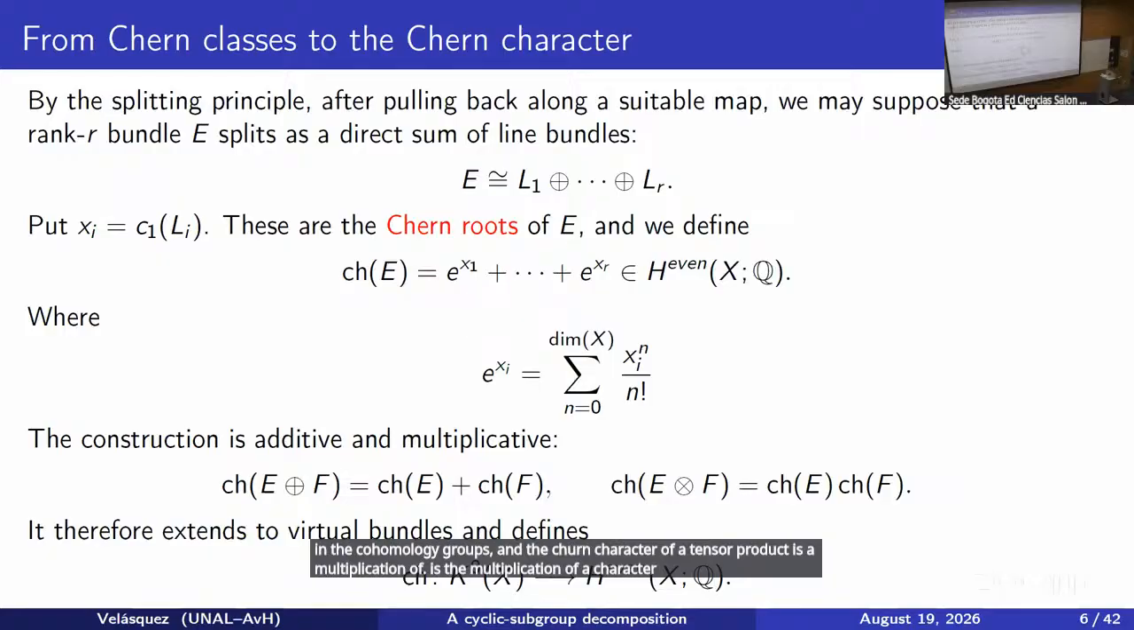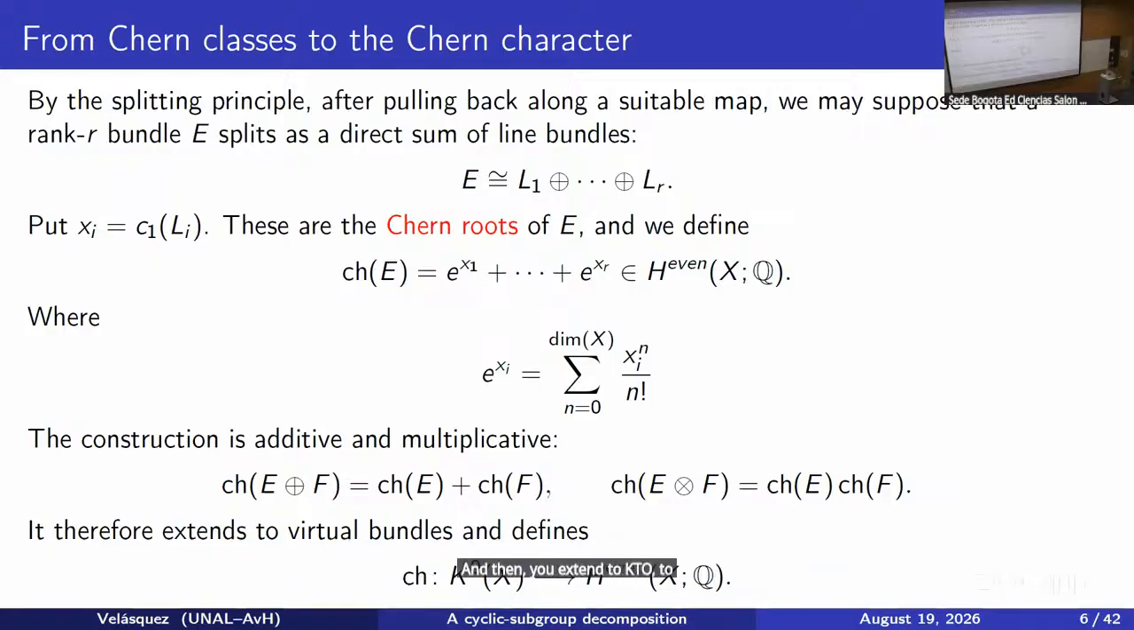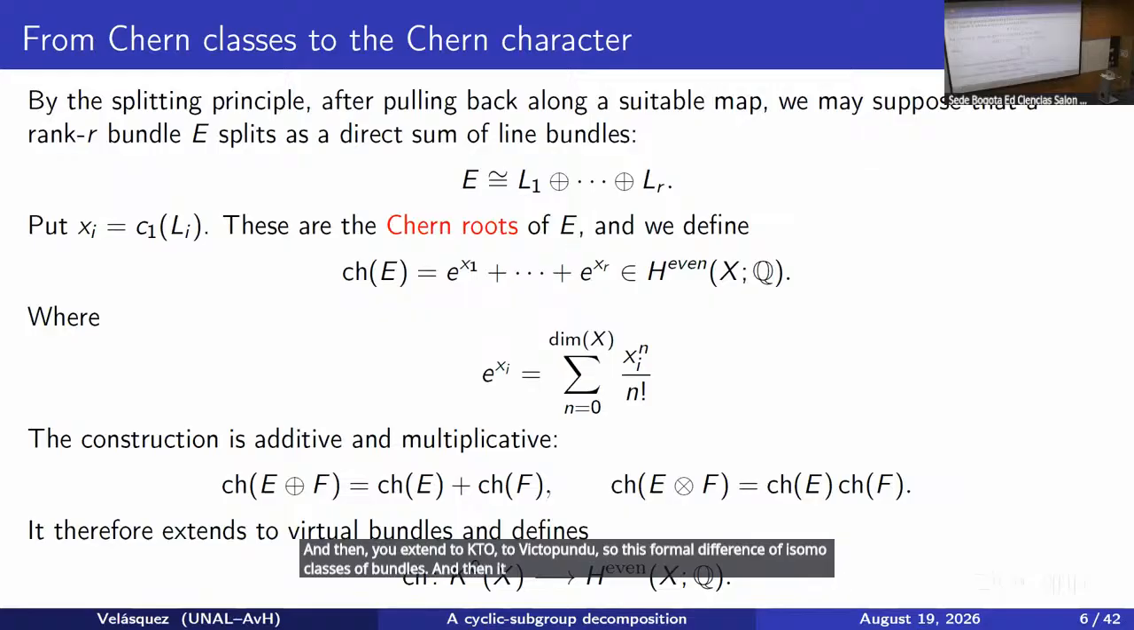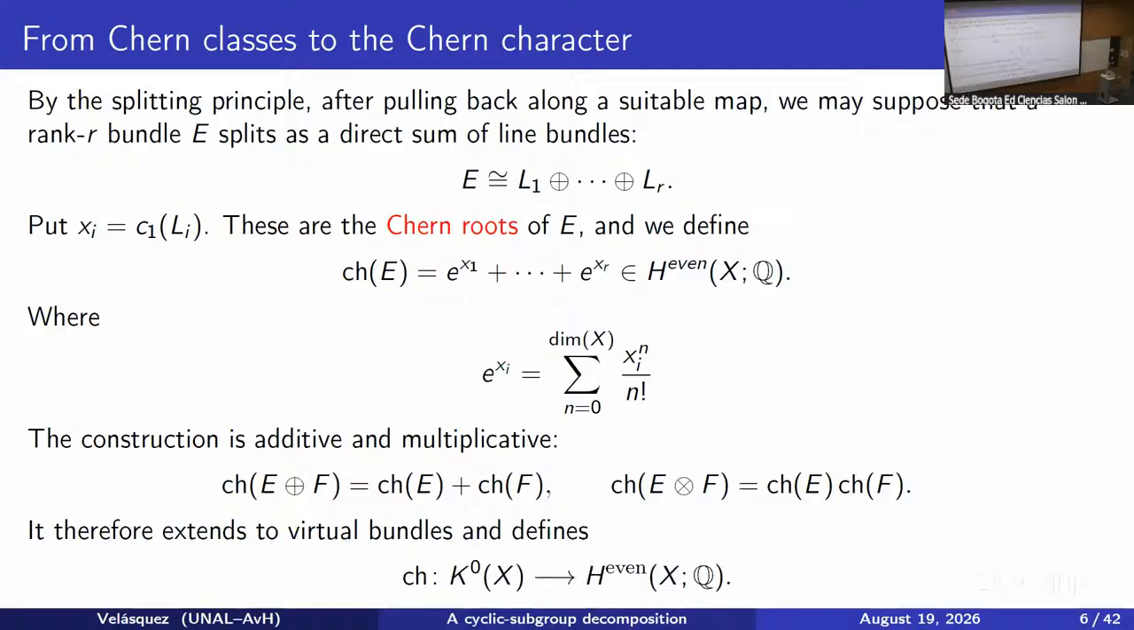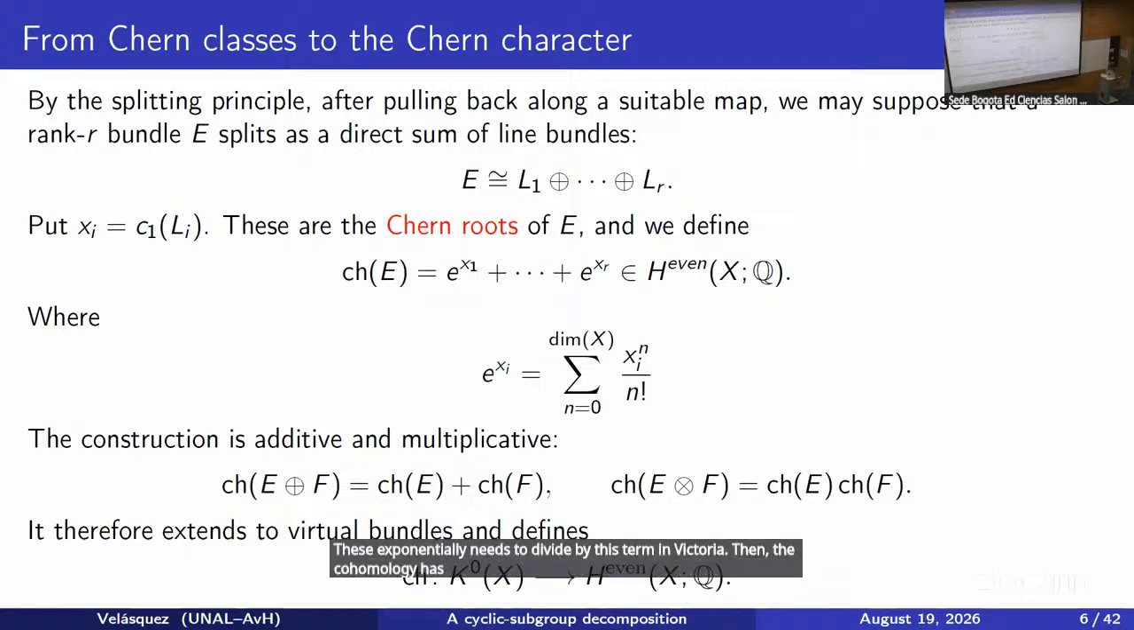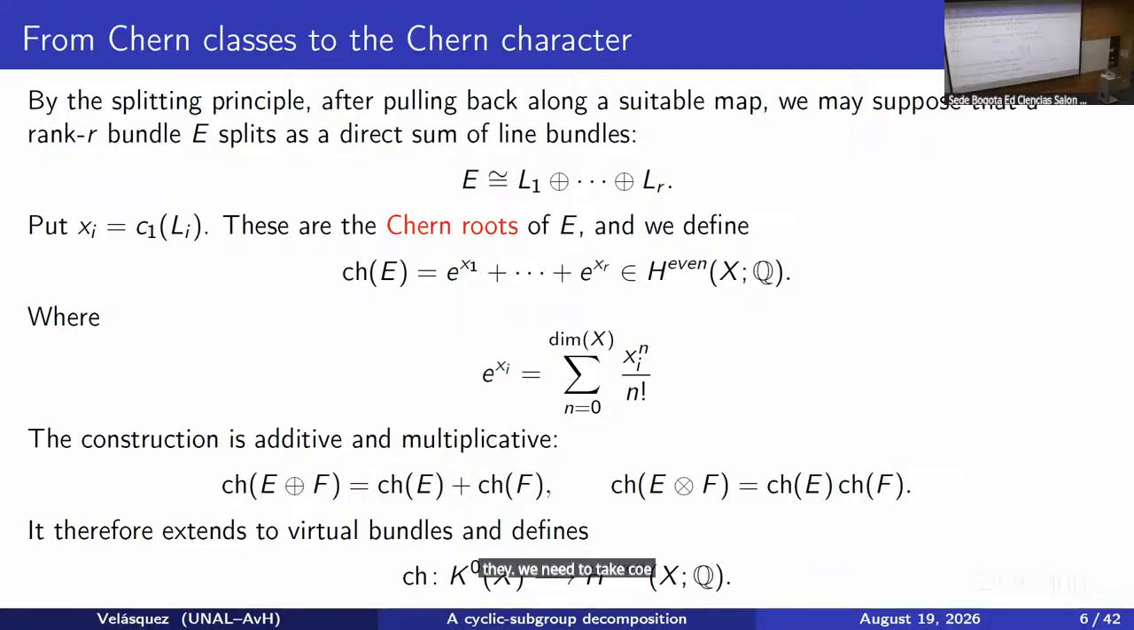And then it extends to K-theory, to vector bundles, or formal differences of isomorphism classes of bundles. And then it defines a map from the zeroth K-theory of X to the even cohomology. It means H0 plus H2 plus H4 and so on. It is important to know that this exponential needs to divide by n factorial. Then for the cohomology we need to take coefficients in the rational numbers, not in the integers, because we need to divide by this.